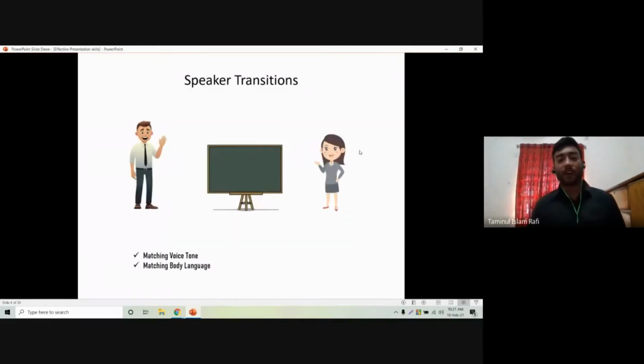Okay, the next one is speaker transition. Most of the time we do presentations in a group, right? So we have to transition from one speaker to another speaker. So it's actually called speaker transition. We have to consider two basic things when we do speaker transition. First of all, matching voice tone. Number two, matching body language.